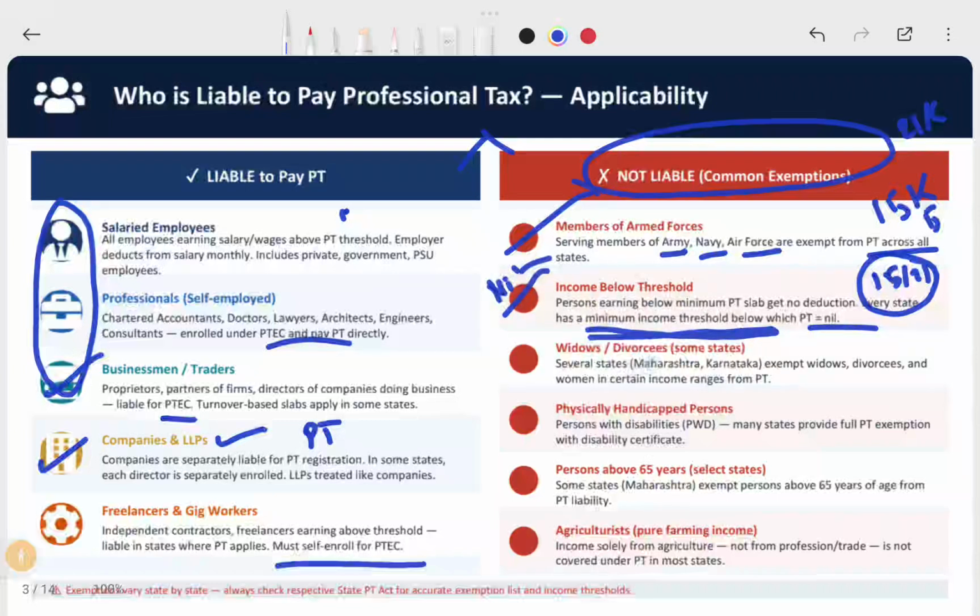And widows and divorcees. Several states like Maharashtra and Karnataka exempt PT for widows, divorcees, or women with certain incomes within the PT range. Also physically handicapped persons, who do not need to pay PT registrations. And persons above 65 years, in select states. Maharashtra exempts those who exceed the age of 50. And the agriculturist, whose income is solely from agriculture, pure farming income, does not need to pay PT.